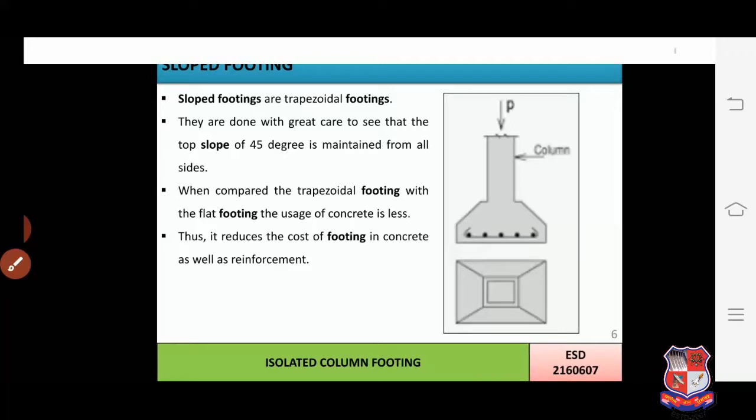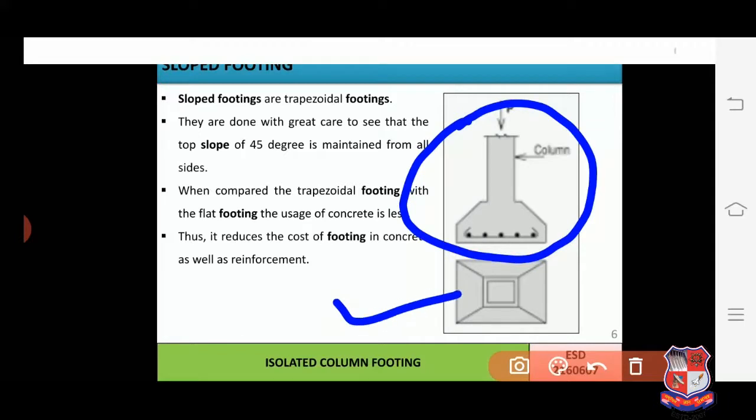Now when compared with the flat footing, that is the pad footing, the usage of concrete in a trapezoidal footing is quite less, thus it reduces the cost of footing in concrete as well as in the foundation. Over here in the figure I have shown the elevation, this one is our elevation, this one is our plan. Now we can see that column, that is this one, shown over here. Now these are the slopes which we can see in the plan, that is at 45 degrees with respect to the bottom surface, or from the flat surface.